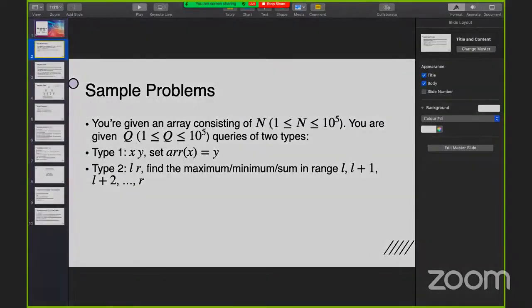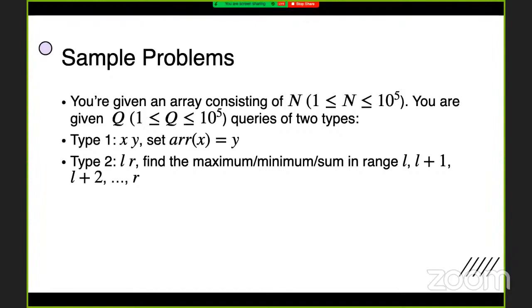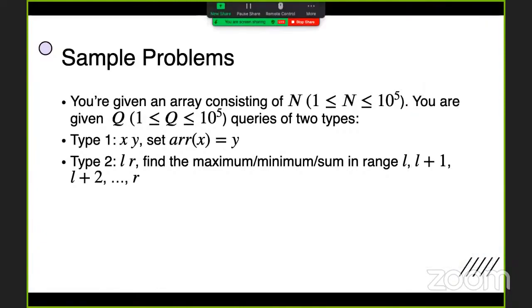So I'm going to discuss the sample problem for segment trees again. You're given an array consisting of n integers where n is less than or equal to 10 to the power 5. You're also given q queries, where q is less than or equal to 10 to the power 5, of two types. The first query modifies an element in the array. You're given two integers x and y as input, and you have to change the xth element in the array to y. The second type of query asks you to find the maximum, minimum, or sum. It can be many types of queries; these are just examples in the range L to R, where L and R are also given as input. So let's look at some approaches we can use to solve this problem.